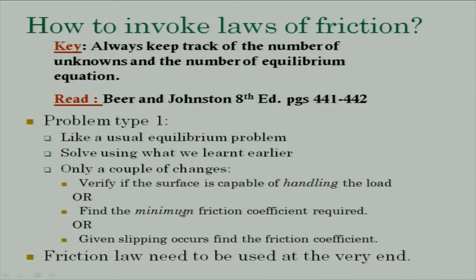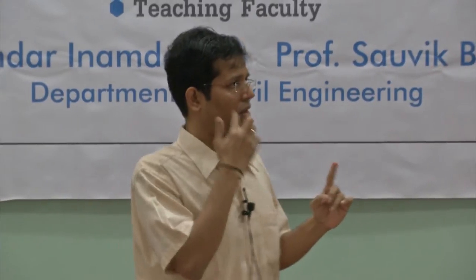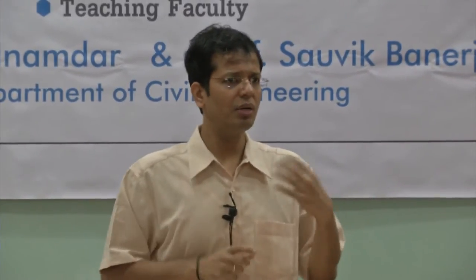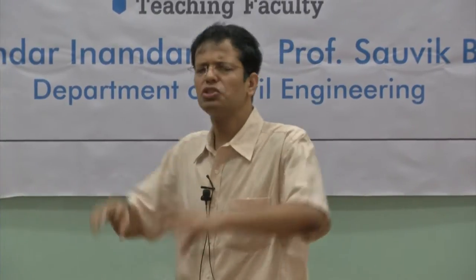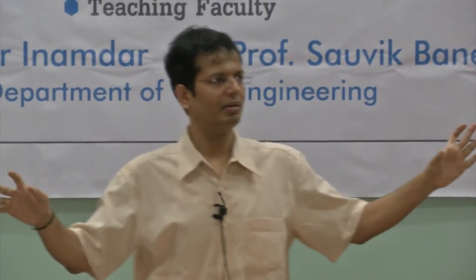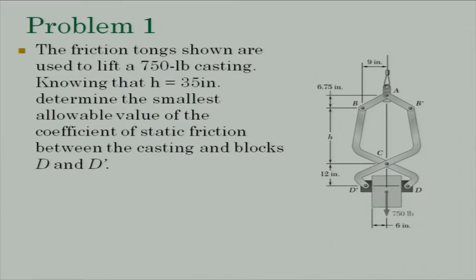Or find out the minimum coefficient of friction required. Or given that slipping occurs at any surface, find the friction coefficient. So in these problems, the important thing is that the friction law, any invocation of Coulomb's friction law, that impending motion implies that the friction is equal to mu times N, needs to be invoked at the very end. Till then, the problem is like any normal problem, what we have done in the class 2 days ago. And we'll do that with a simple example.